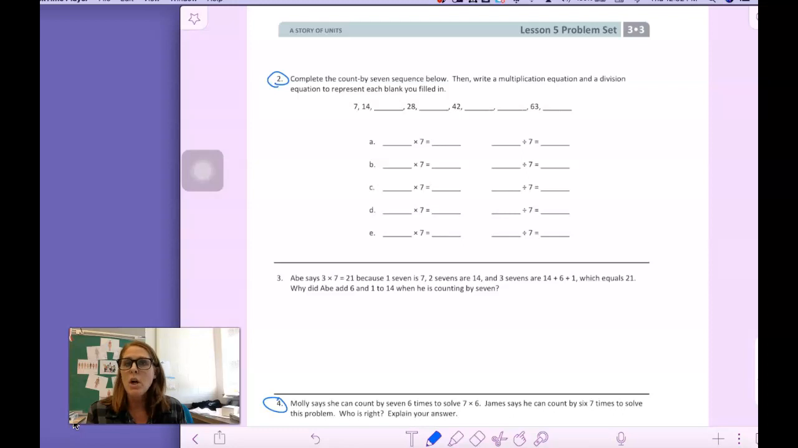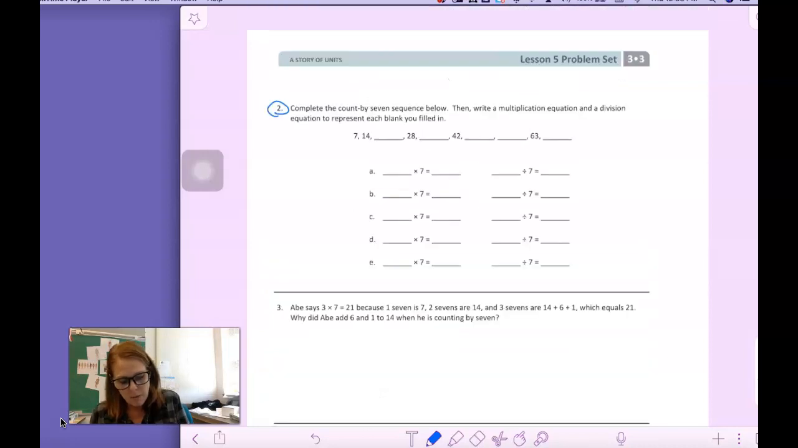So we're going to start our count bys, and I want you to go ahead and pause the video and fill in your count bys. So we have 7, 14. The next number, if we're counting by sevens, would be 21, then 28. Go ahead and pause the video and come on back after you have the rest of the line filled in.